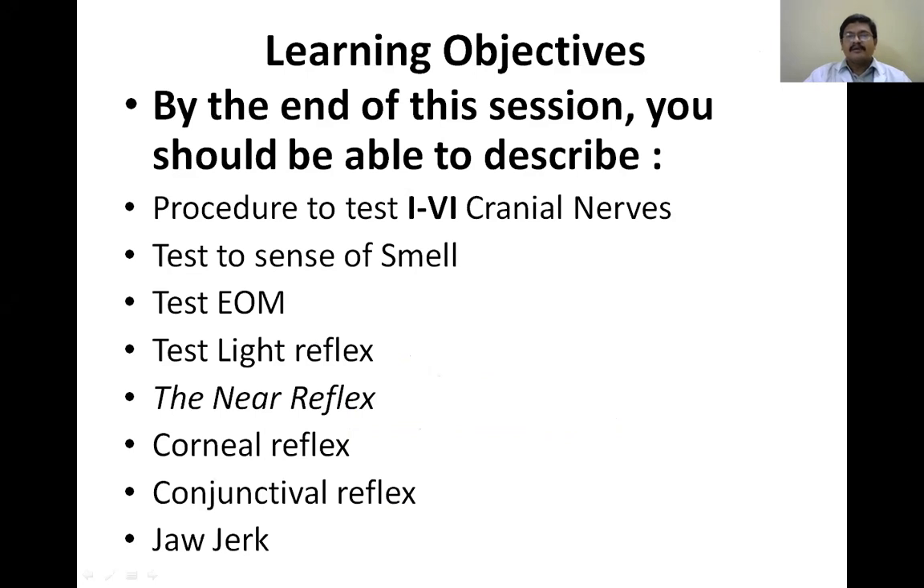The learning objectives for today's session are that you must know what the different cranial nerves are and how you will test these cranial nerves. The first and foremost is the olfactory, and we will check the oculomotor, the abducens and the trochlear together because they supply the extraocular muscles. The other one is the trigeminal nerve. We are going to see how we will test them in the next few slides.